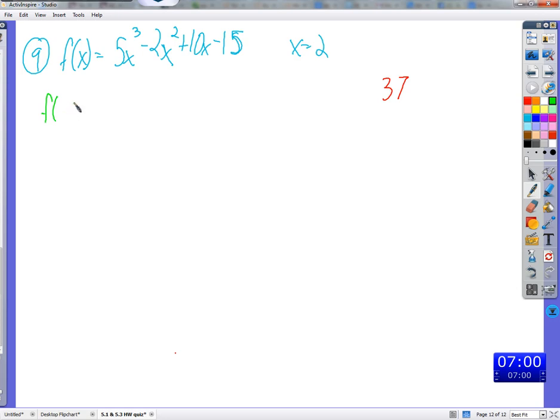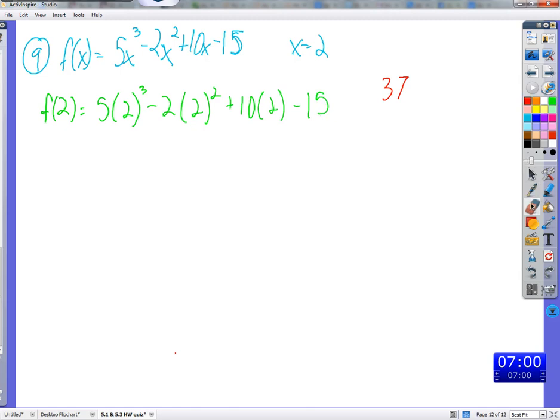All right, so here's the function called f. This is the function called f, and x is the input variable. That's why we call it f of x. Okay. F of 2, meaning we're going to plug 2 in, looks like this: 5 times 2 to the third minus 2 times 2 squared plus 10 times 2 minus 15.